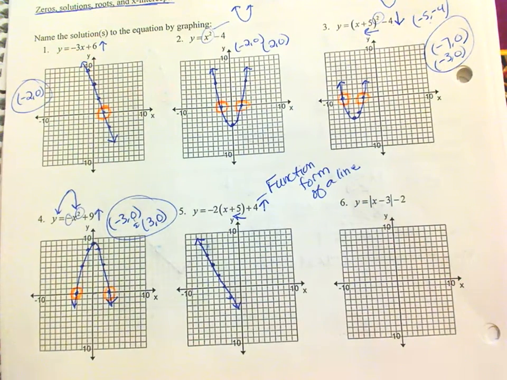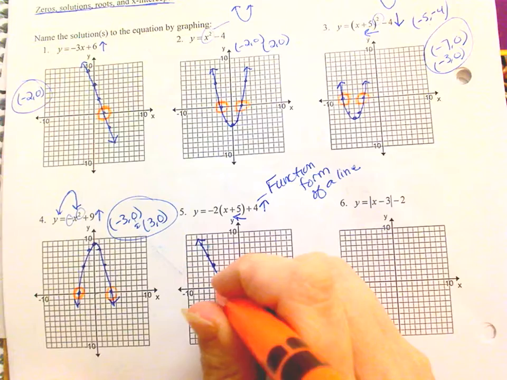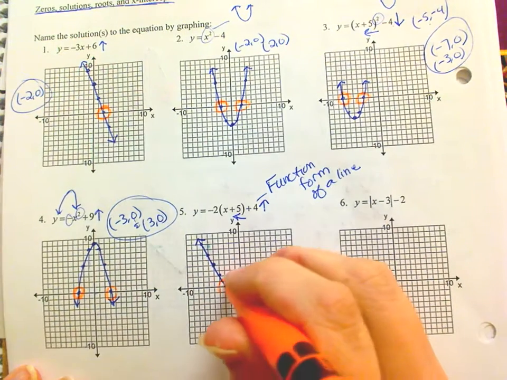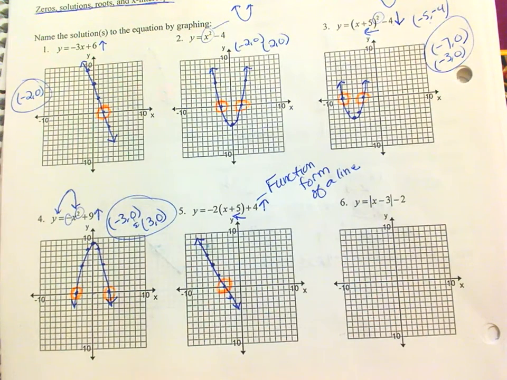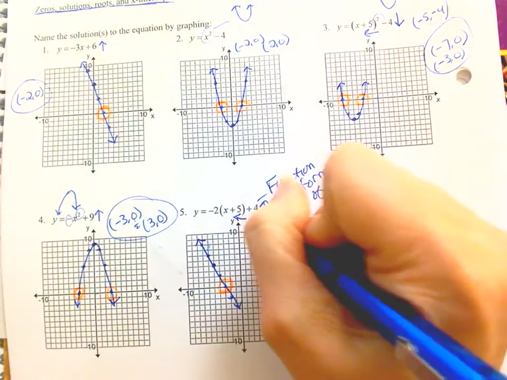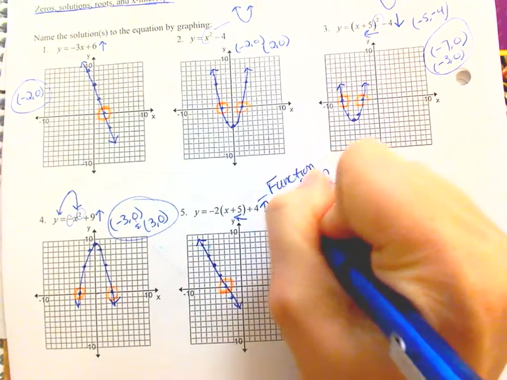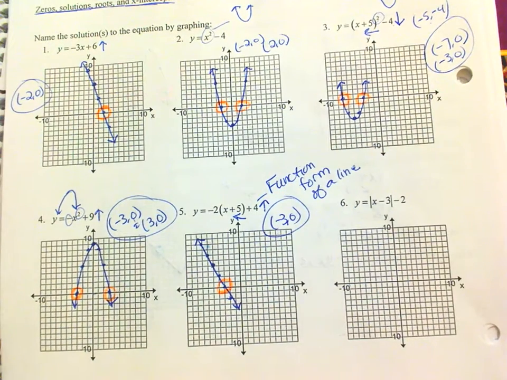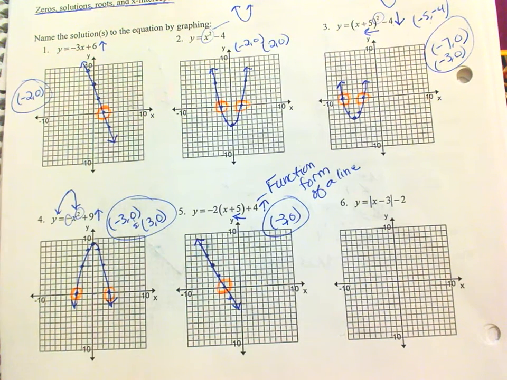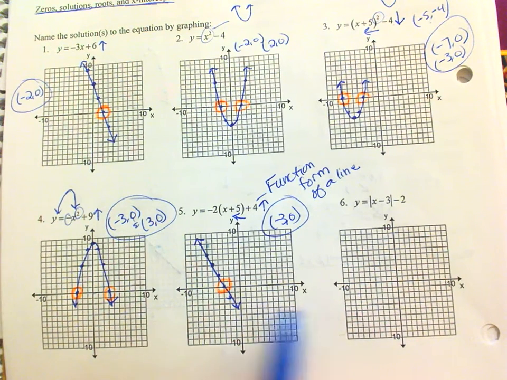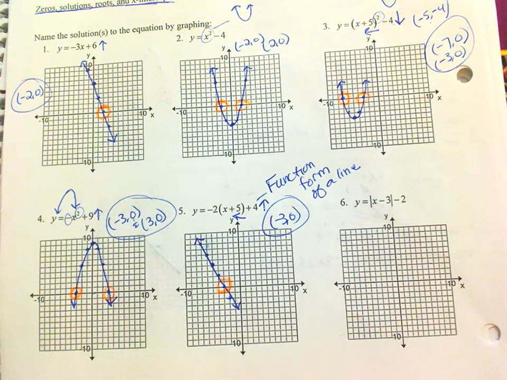And then the question, where does it cross the x-axis? Right there, which is at negative 3, 0. So that one only has one solution. If it is a line, it's only going to cross the x-axis once, unless it's a horizontal line. If it's a horizontal line, straight across, it will not cross the x-axis.